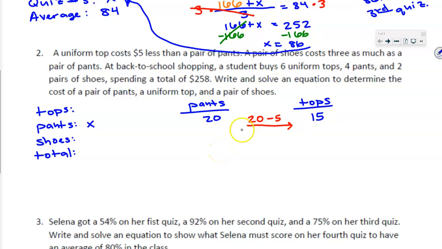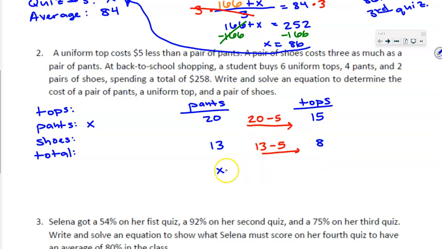Let's try another one. What if the pair of pants costs $13? How much would the top cost? $5 less than 13 is 8. But again, pay attention to what you're doing in your head. You say, here's 13, $5 less than that would be 8. So now, instead of saying the pants are 20 or 13, all we know about the pants is that they are x. So how much will the top cost?